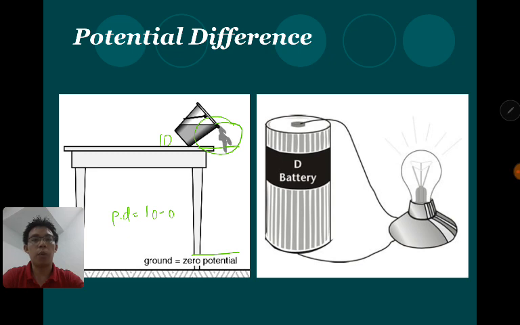So between 2 points in an electrical circuit, just like between the two levels in the gravitational field, let's say point A and point B across a lamp, there is a difference in potential that we call the potential difference. From here to here, there is a potential difference, and if charges move across that, then it will have a change in its electrical potential energy.